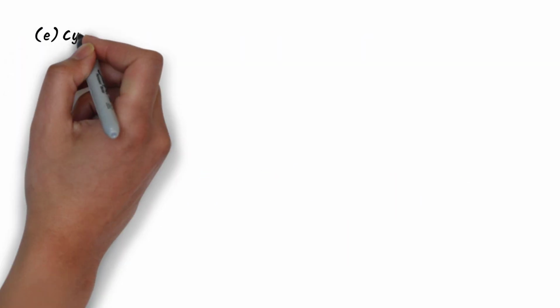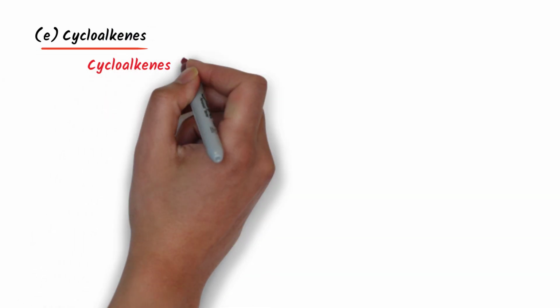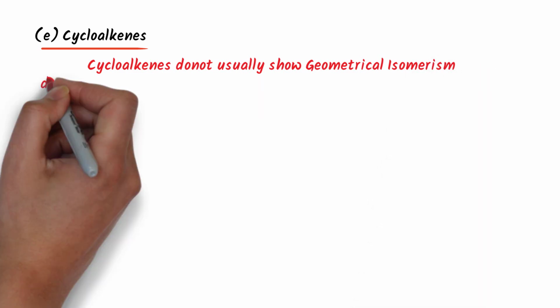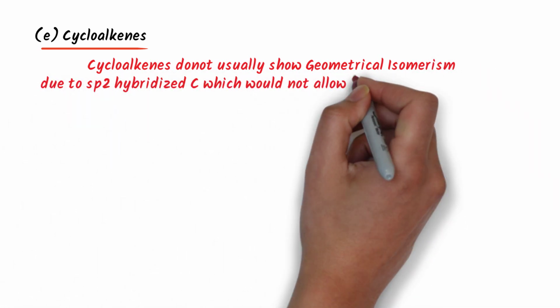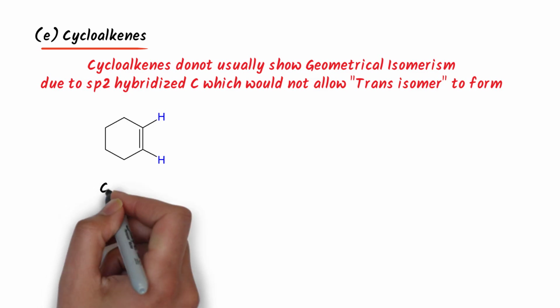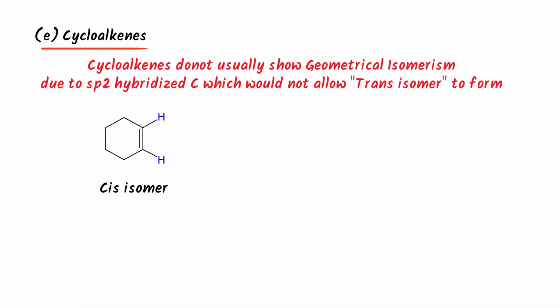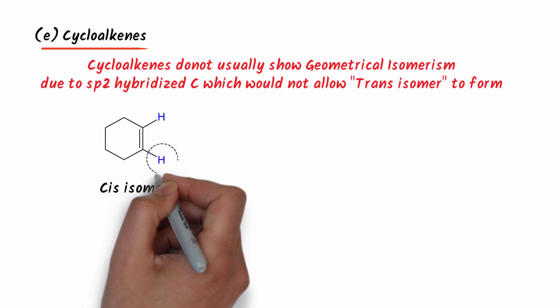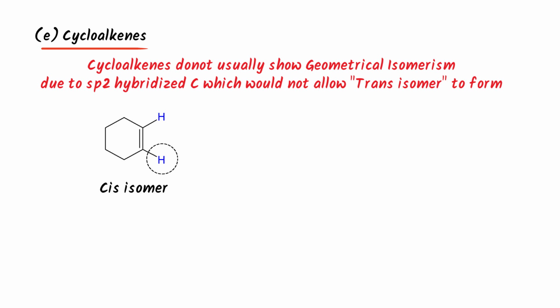Next we have cycloalkenes. Cycloalkenes do not usually show geometrical isomerism due to sp2 hybridized carbon, which would not allow a trans isomer to form. As you look at this molecule, there is a double bond in the ring, so it's a cyclohexene actually. Two hydrogens are on the same side, so it's a cis isomer, but a trans isomer cannot exist because for that, one of the hydrogens must be opposite to the next hydrogen, which is not possible as the angle is 120 degrees, which is because of the sp2 hybridized nature of carbon.